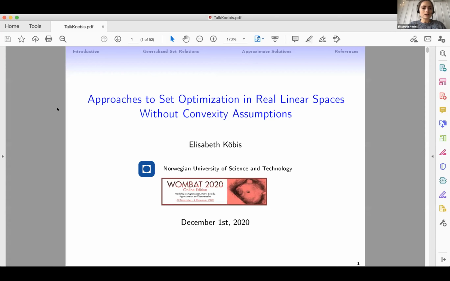In a third part of the talk, I will extend the solution concept to approximate solutions and give some results that we obtained there in real linear spaces where we do not assume any topology. And in the end, I will give some references.